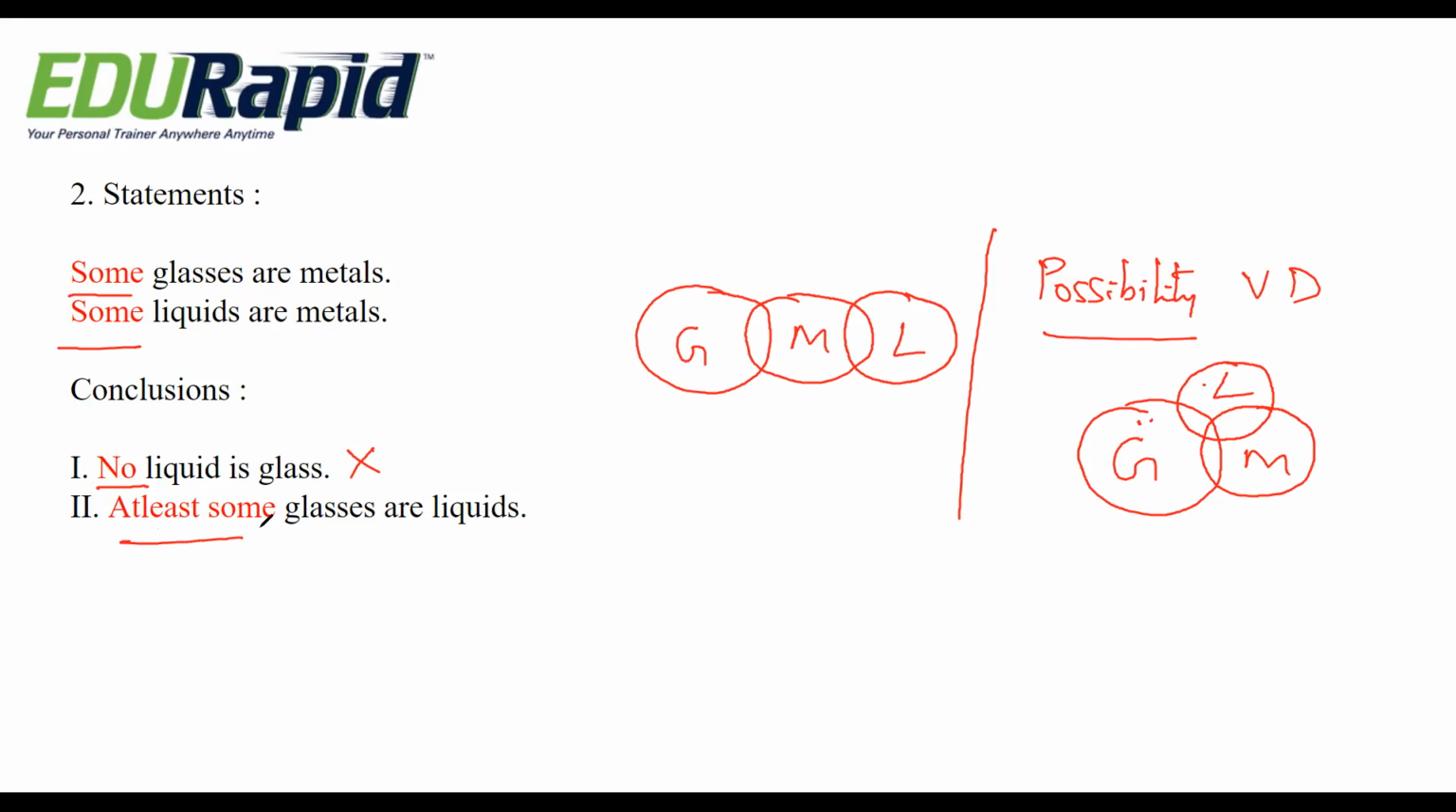Second conclusion, at least some. Earlier I told at least some means it is some. Some glasses are liquid. No, it also does not follow, because for some, as I told, the circles should be connected to each other. Here it is not connected. This circle and this circle, glass and liquid, are not connected. So we can say that both are wrong. Let me check once for the either-or case whether it is satisfied or not.